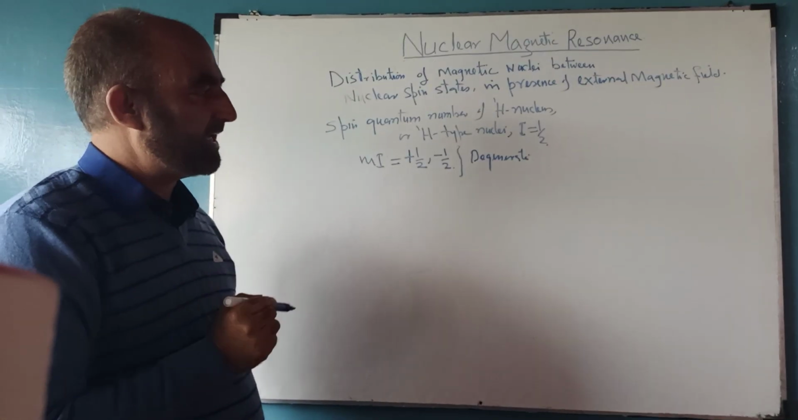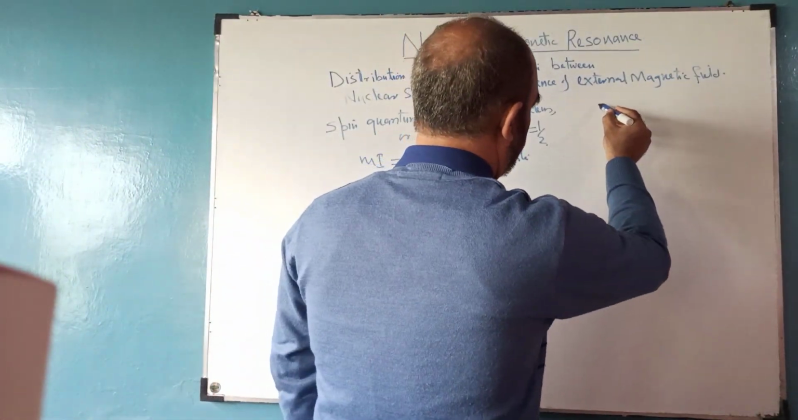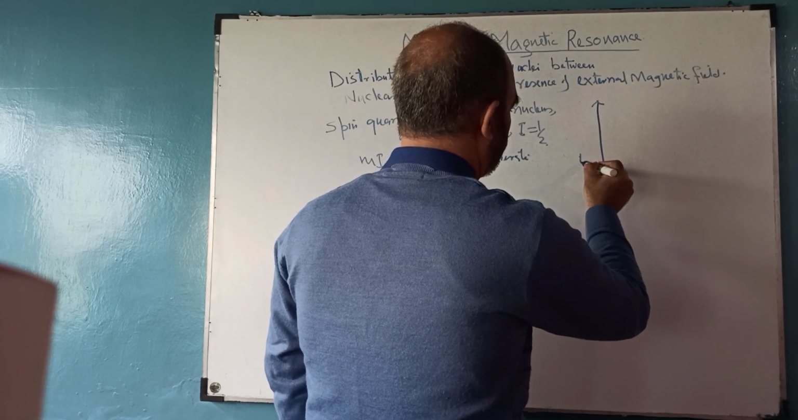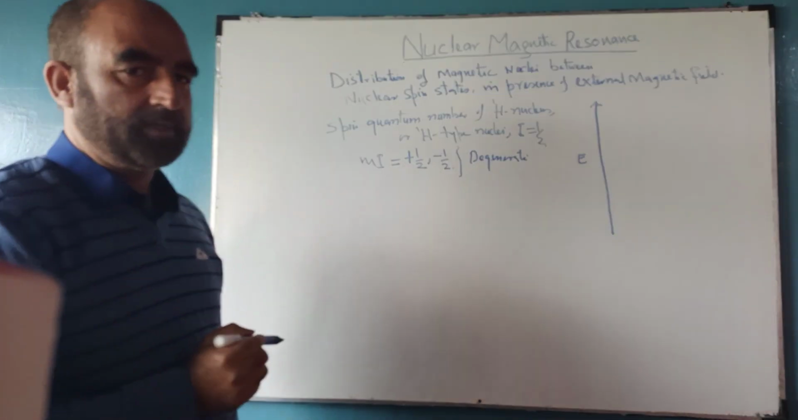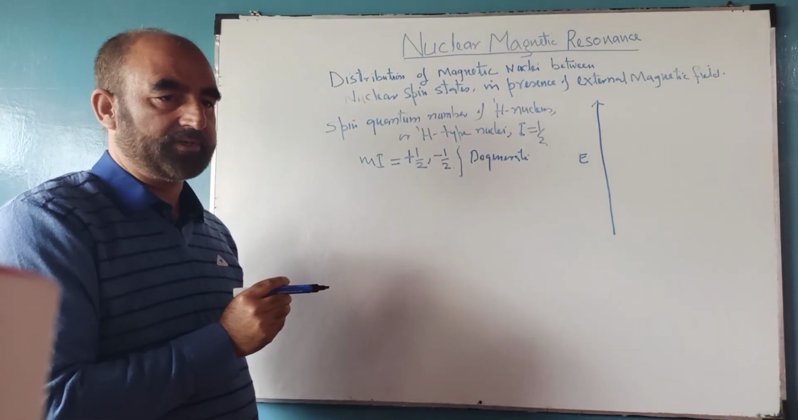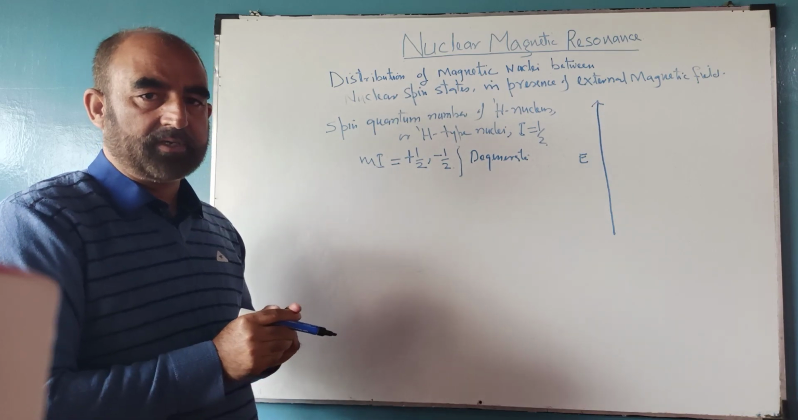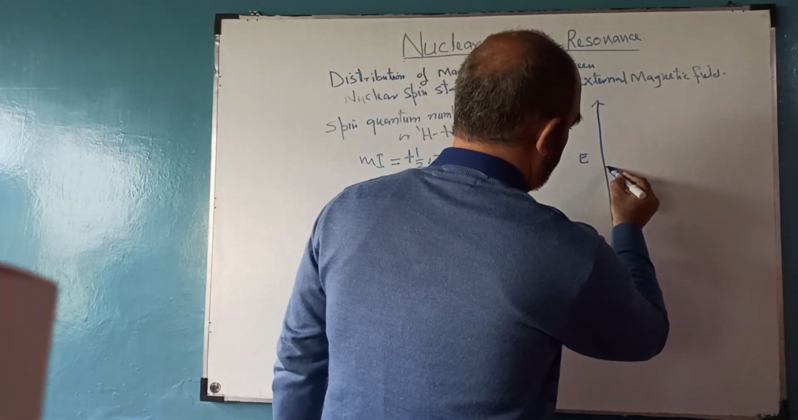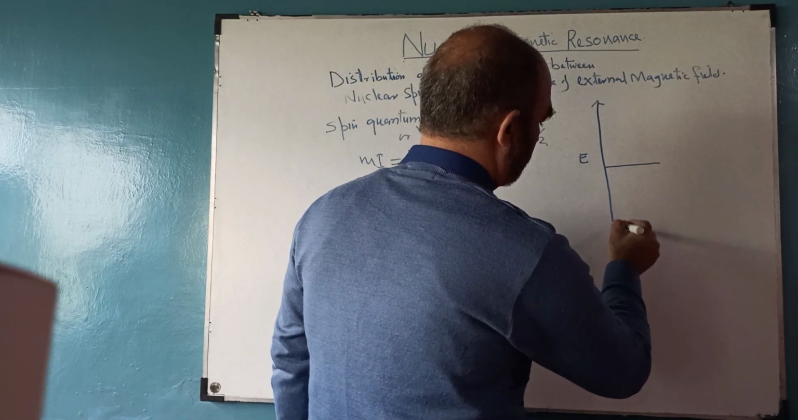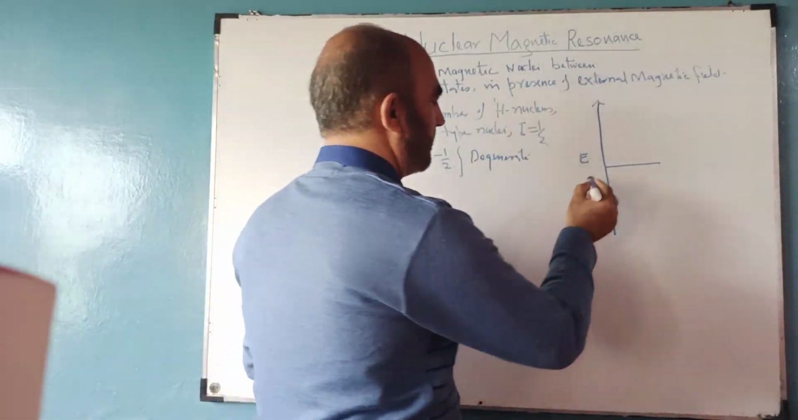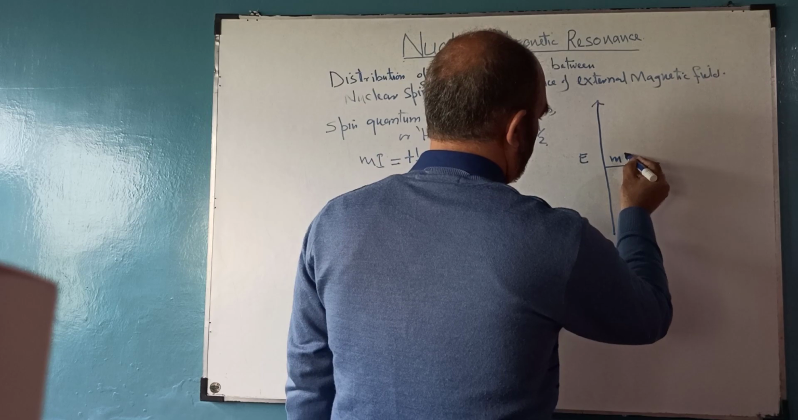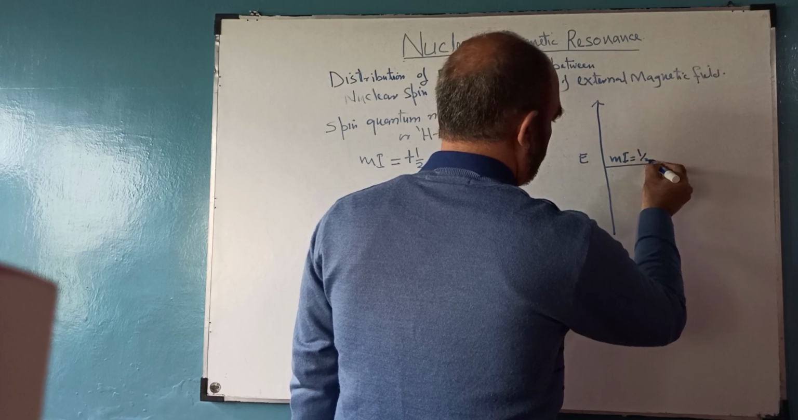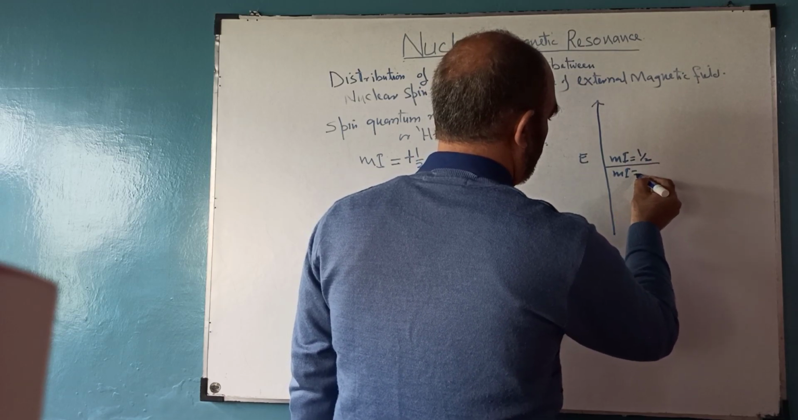Now we can show that on an energy level diagram like this. So this is energy, and in the absence of any external magnetic field, both these two states have the same energy, and we can show arbitrarily this energy level here with respect to some origin. So this is the energy level for the quantum state Mi value plus 1 by 2 and Mi value minus 1 by 2.